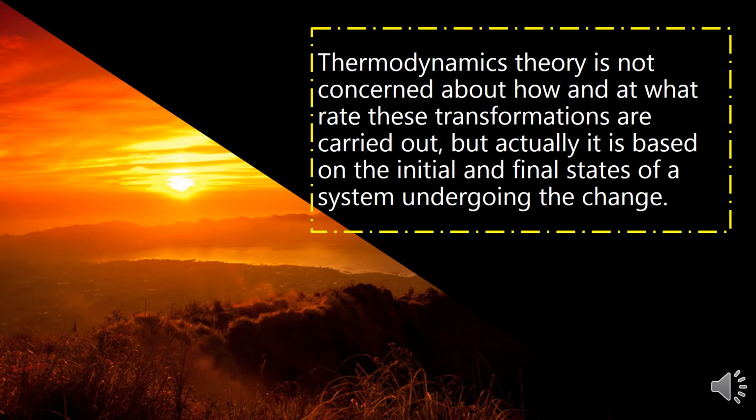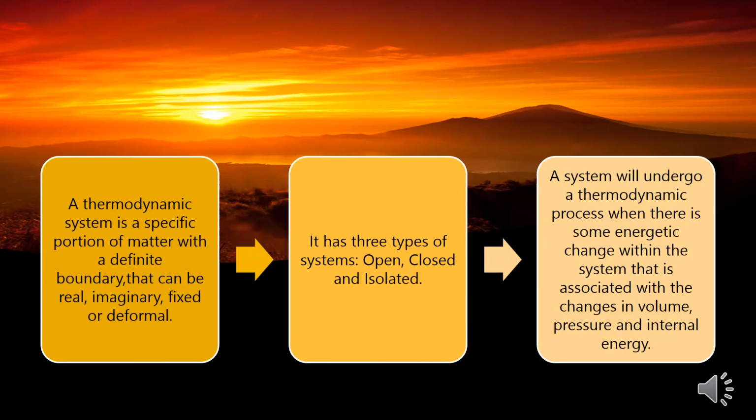A thermodynamic system is a specific portion of matter with a definite boundary that can be real, imaginary, fixed, or deformable. It has three types of system: open, closed, and isolated. A system will undergo a thermodynamic process when there is some energetic change within the system that is associated with the change in volume, pressure, and internal energy.